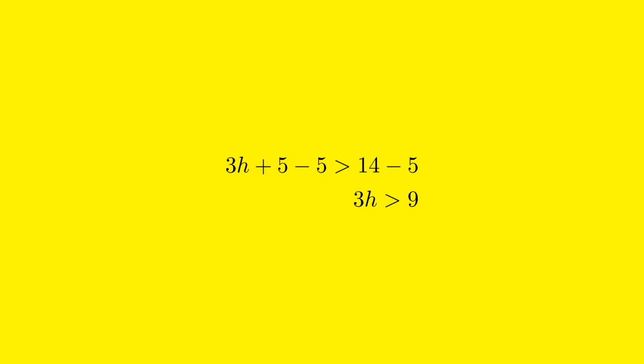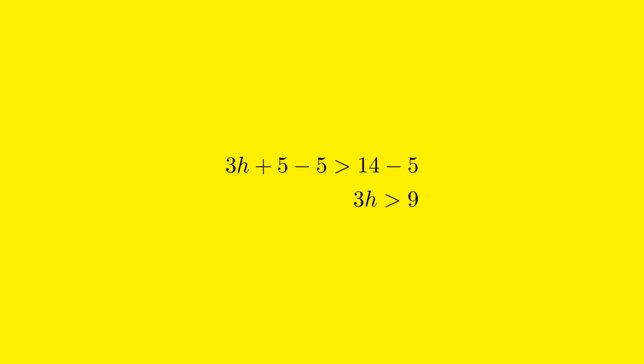To solve the inequality 3h plus 5 greater than 14, we begin by isolating the variable h. First, we need to eliminate the constant term on the left side, which is plus 5. We do this by subtracting 5 from both sides of the inequality. This keeps the inequality balanced, as whatever we do to one side, we must do to the other. So 3h plus 5 minus 5 greater than 14 minus 5. This simplifies to 3h greater than 9.